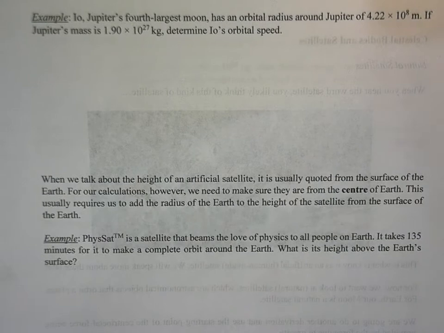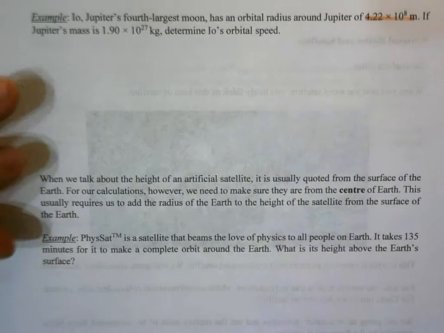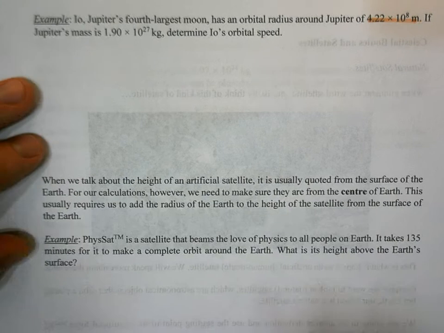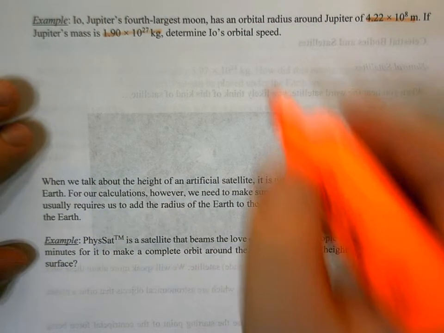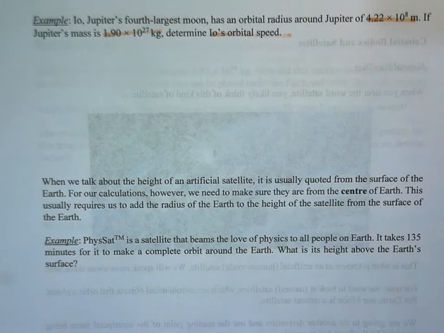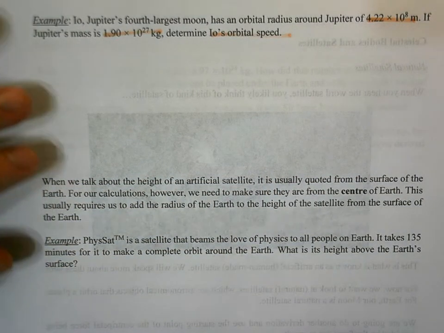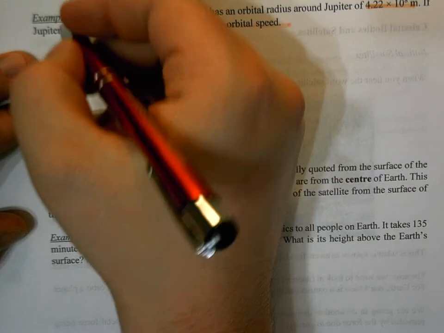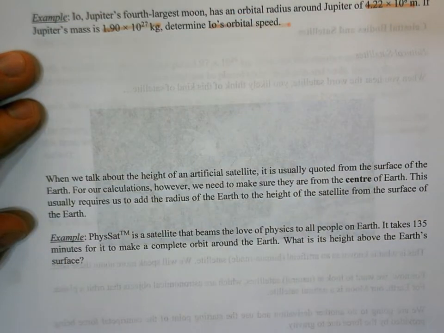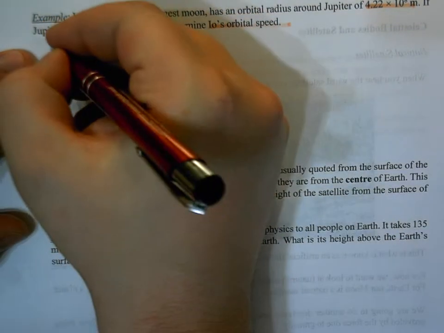So we've got Io. It's Jupiter's fourth largest moon. It has an orbital radius of 4.22 times 10 to the 8 meters. Jupiter's mass is 1.90 times 10 to the 27 kilograms. We would like to determine Io's orbital speed. Now for all these types of problems, I would expect you to show the derivation. Like I don't want to see v equals the square root of GM over r. I want to see how you got that.